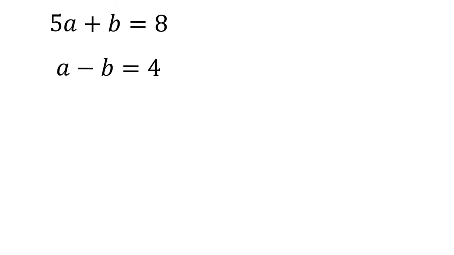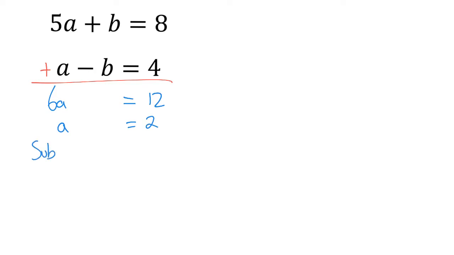So if we were to then replace this with an add, we have 5a plus a, which is going to be 6a. We have b add a minus. Adding a minus is just a take away, so b take away b is nothing. And then we've 8 add 4, which is 12. And if 6a equals 12, a then is going to equal 2.